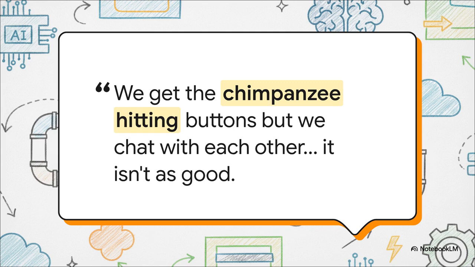I absolutely love this quote from the source material. It's from legal scholar Eben Moglen, and it just perfectly captures our modern interface problem. It goes, "We get the chimpanzee hitting buttons, but we chat with each other. We could be hitting buttons, but it isn't as good." It's funny, but seriously, think about that for a second.